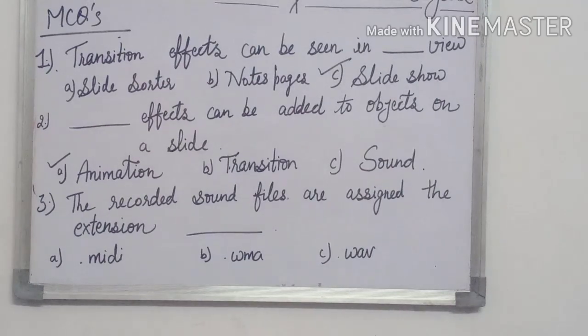Whenever you have inserted the transitions, if we use the slide sorter view or simple notes view, then the transition will not be shown to you. Whenever you start the slideshow, then you can see the transitions, because the slides are coming one by one after another. Next is dash effects can be added to objects on a slide.